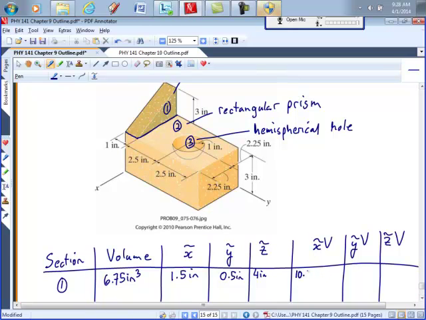So 10.125 inches to the fourth, 3.375 inches to the fourth. How much? 27. Exactly? 27.0 inches to the fourth.